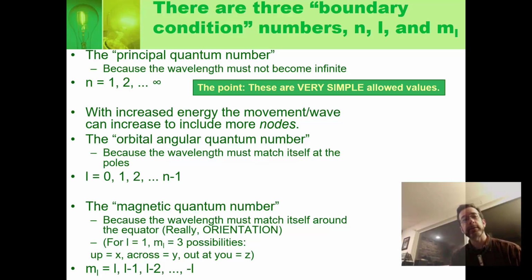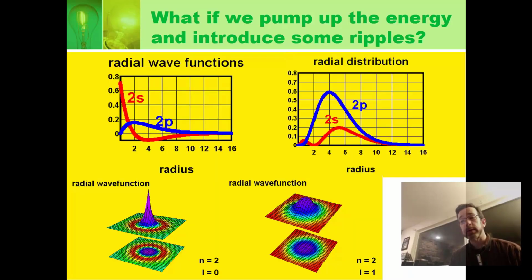3 axes, 3 possibilities for orientation, and 3 magnetic quantum numbers. So that's a lot of math, but the main thing is those are all quantized and they can only be certain values. So what if we do the same thing we did for the n equals 1 level, and let's do it for n equals 2.